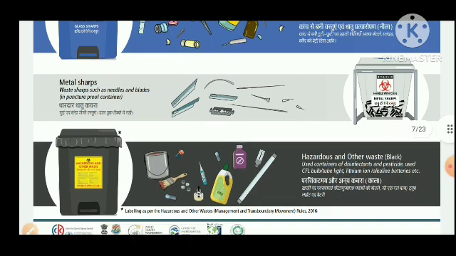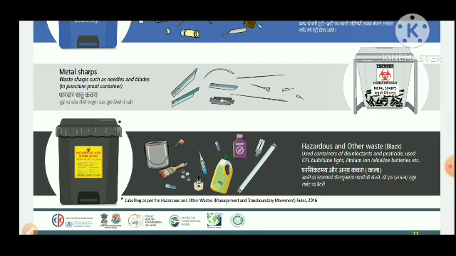For the black one, we are storing the hazardous and other waste, which includes disinfectants and pesticides, used CFL bulbs, tube lights, lithium-ion and alkaline batteries, etc.